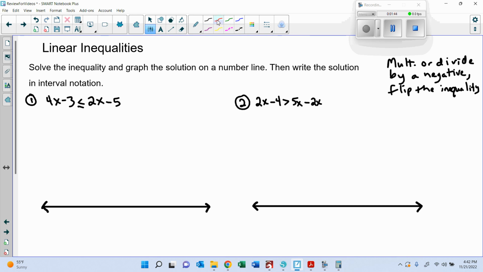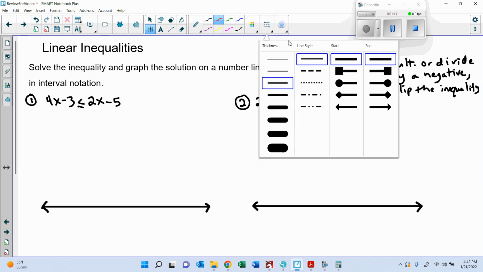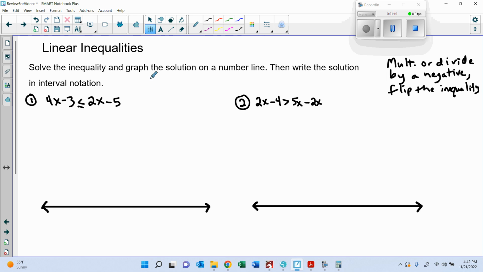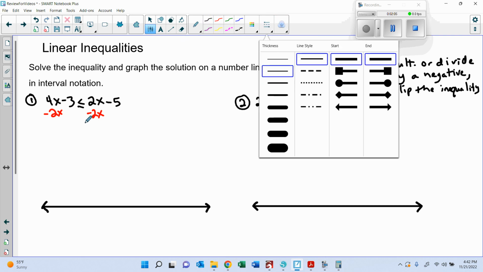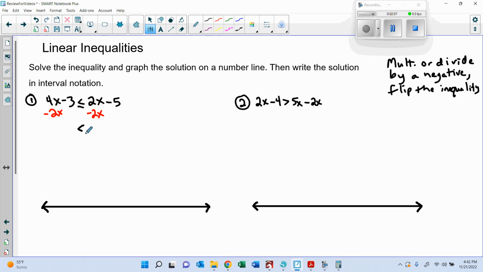So we're going to do the same process that we would do if this was an equation, and we're going to try to get the x terms on one side and the constant on the other. So I'm going to start by moving the smaller x term. So I'm going to subtract 2x from both sides. And again, sides being defined by the inequality symbol instead of an equal sign, but it's the same thing. So that stays there.